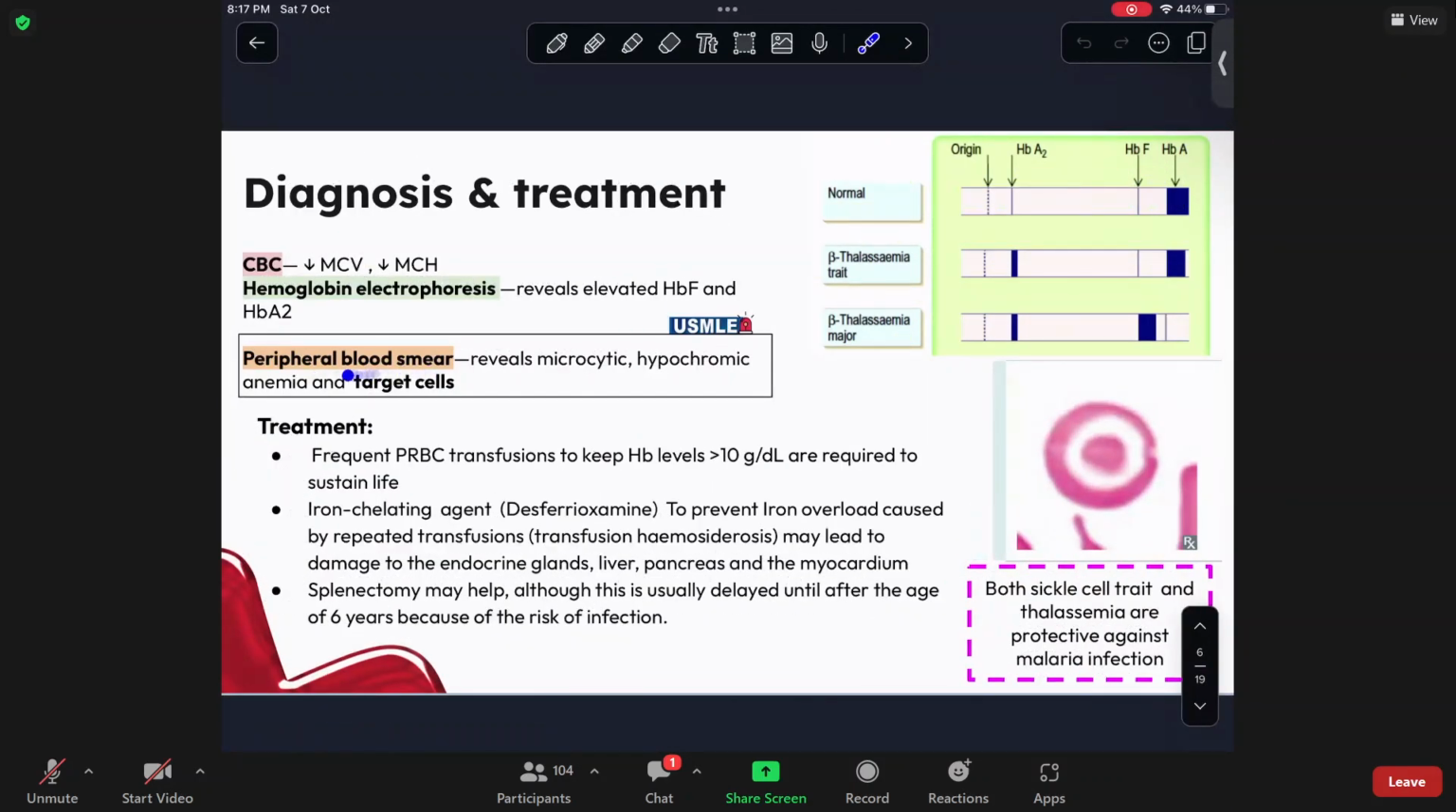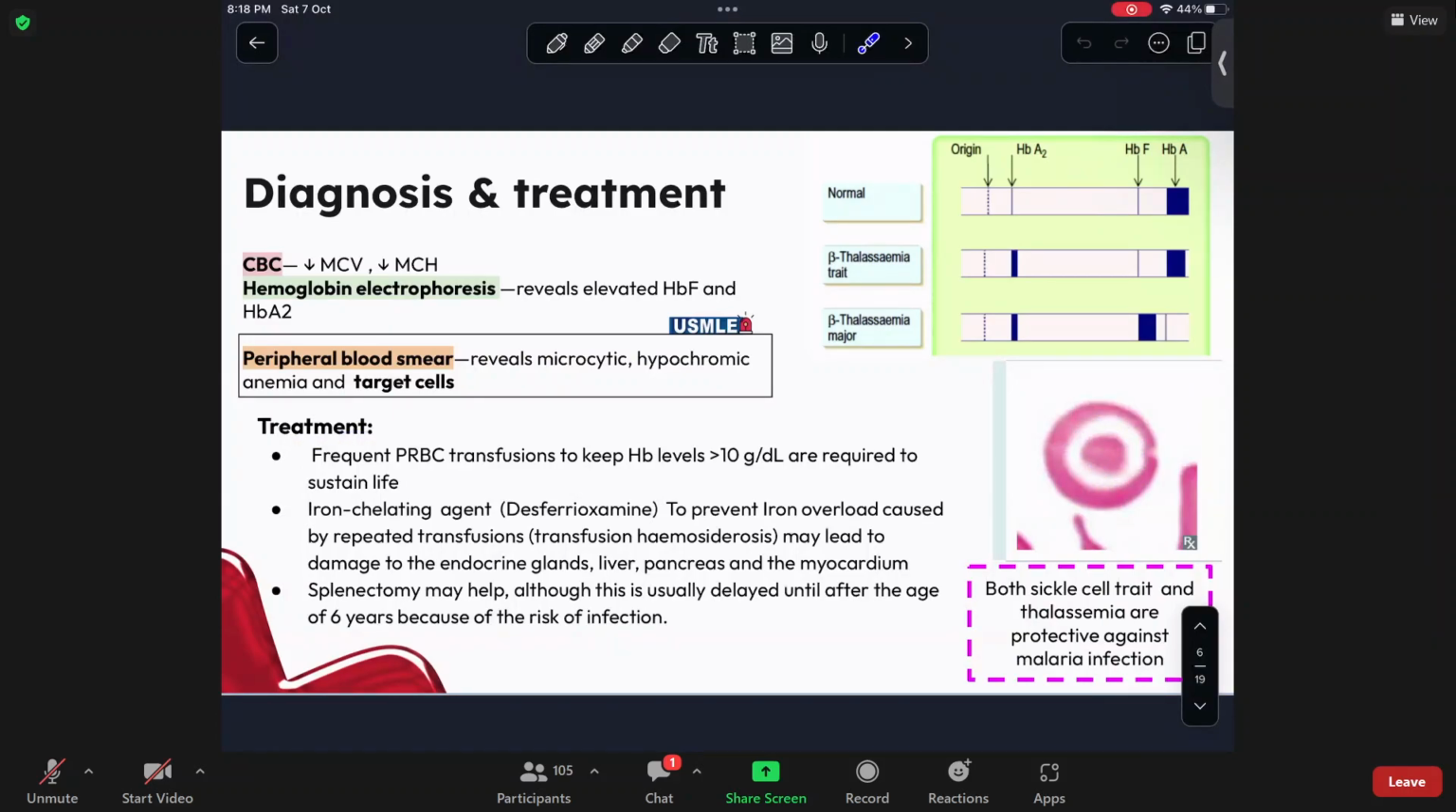And when we do a peripheral blood smear, it reveals microcytic hypochromic anemia and a characteristic finding for beta thalassemia, which is the target cell. This is the target cell. It's similar to a target. The center is dark and surrounded by a pale circle.